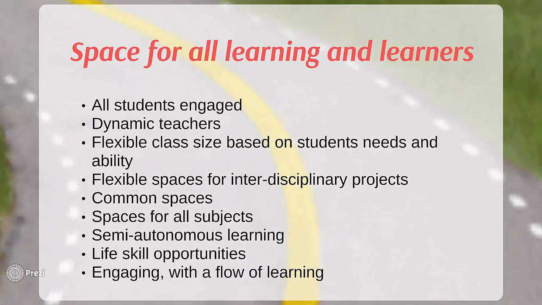There needs to be a space for all learning and all learners. All students need to be engaged. There needs to be dynamic teachers. Flexible class size based on students' needs and ability. Flexible space for interdisciplinary projects. Common spaces. Spaces for all subjects. There were a lot of comments about we need gym space, we need art space. As a smaller group, we got, there needs to be a space for all subjects.